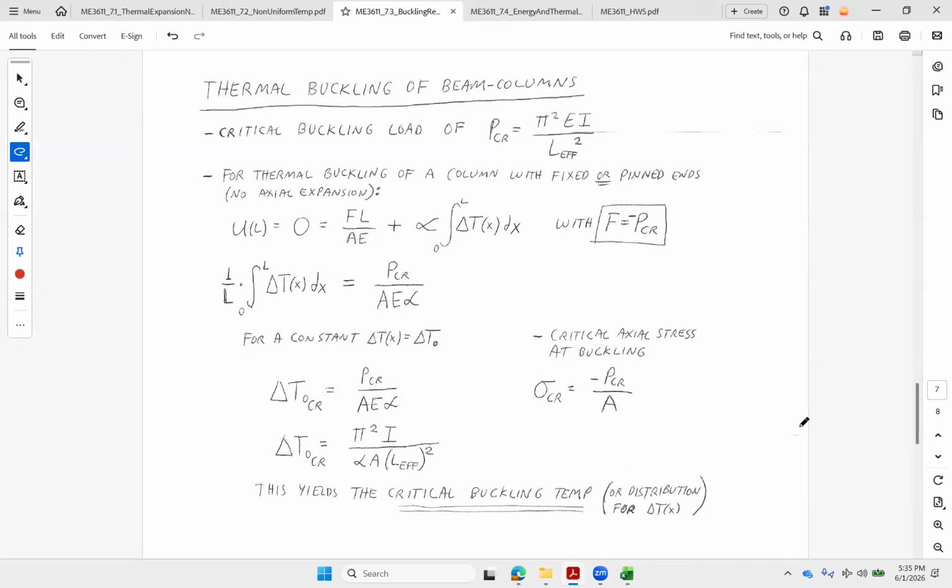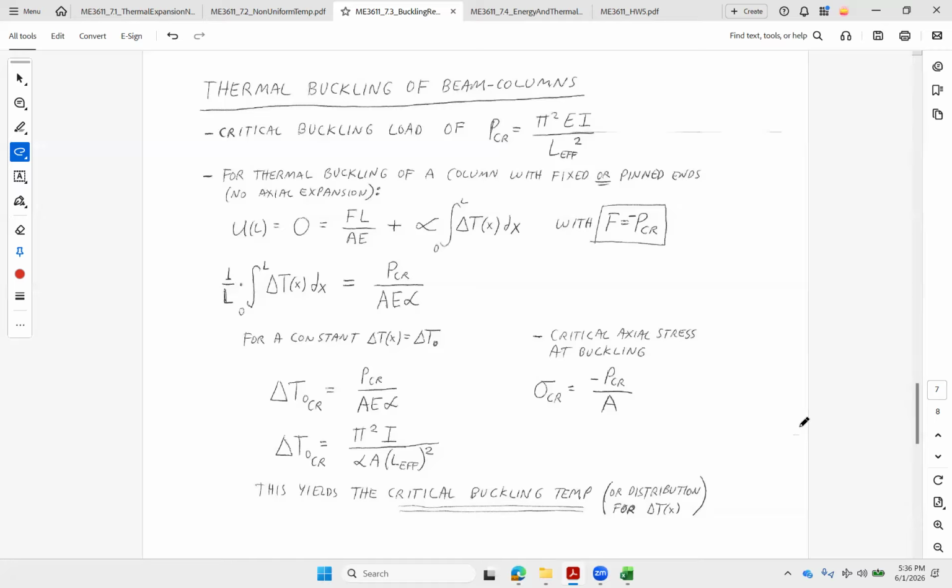So let's consider thermal buckling where we have fixed or pinned ends, no expansion. So my overall displacement is going to be 0. And I've got my same thermal expansion formula, FL over AE plus alpha integral delta T equal to 0. So if we got 2 fixed ends or 2 pinned ends where we can't move them, we always buckle at P critical compressive. So my axial force being a tensile positive, I say F equals minus P critical and just throw it in there. And then I can solve.